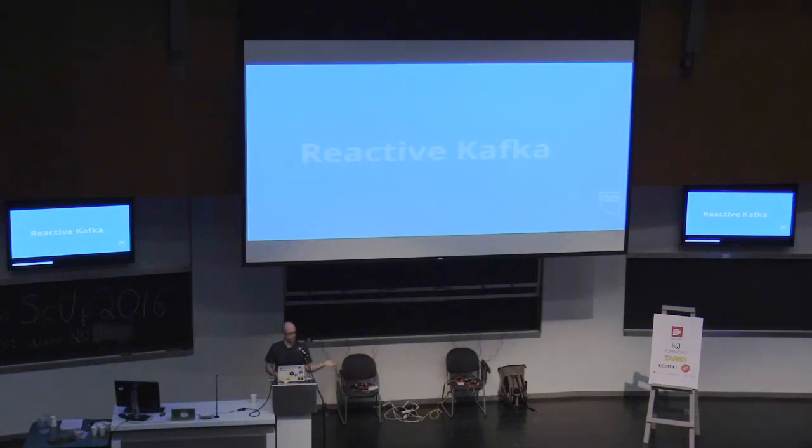So Akka Streams is cool, but is there an easy way to hook it up with Kafka? And there is. There's a library called Reactive Kafka that does this. It's an Akka Streams wrapper around the Kafka API. It was originally written by a company called Software Mill, but it's now a top-level Akka project.